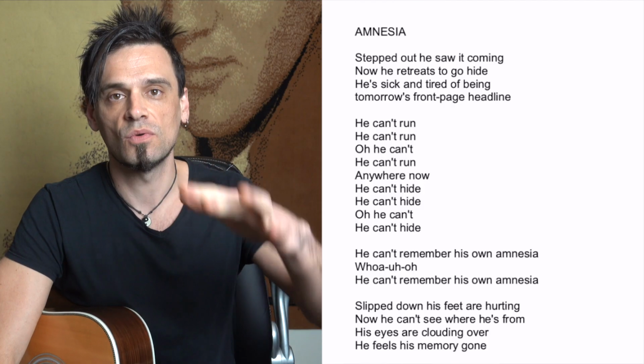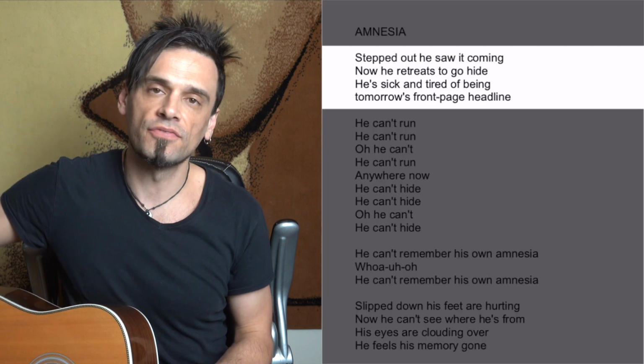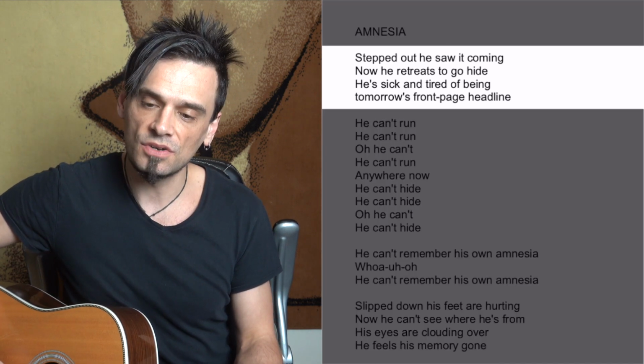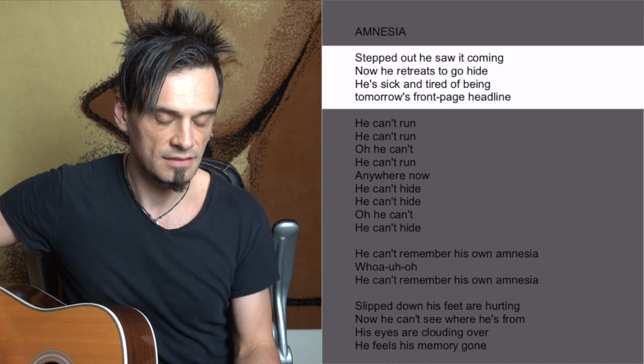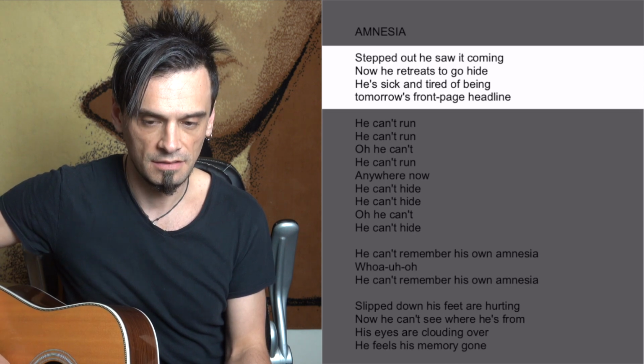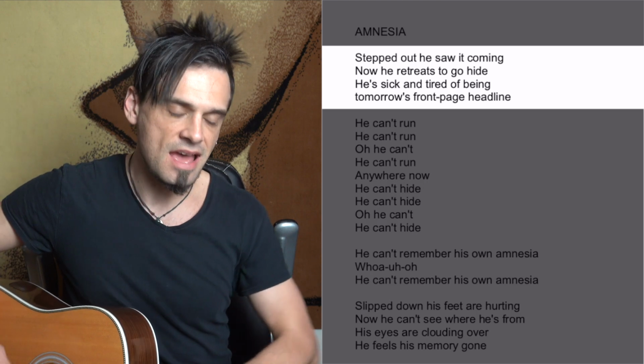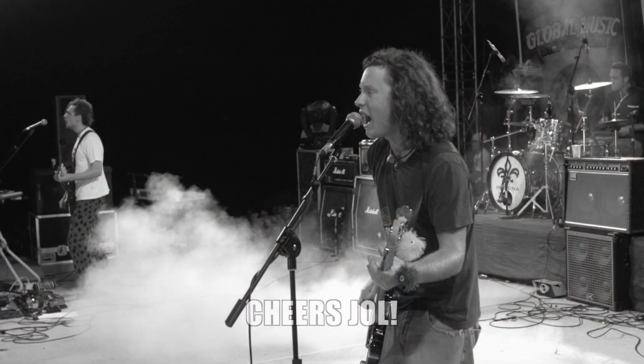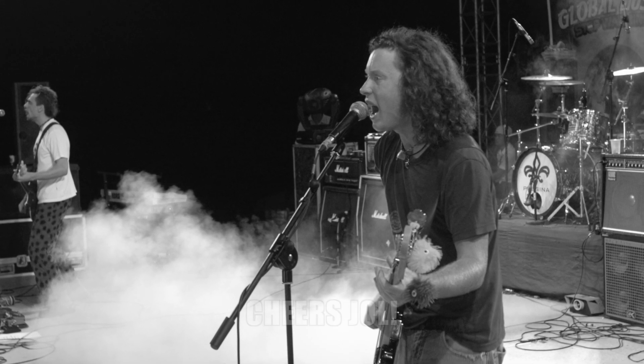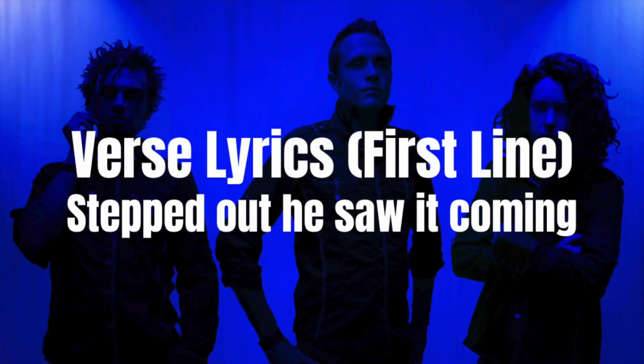Okay, so the lyrical content is pretty obvious, right? It's just the words, right in front of you. Now, for the first line, "Stepped out, he saw him coming." This is the melody. "Stepped out, he saw him coming." Now, I didn't actually sing this song. It's a bit too high for my vocal range. My bandmate Joel did a fantastic job of singing this one. "Stepped out, he saw him coming."